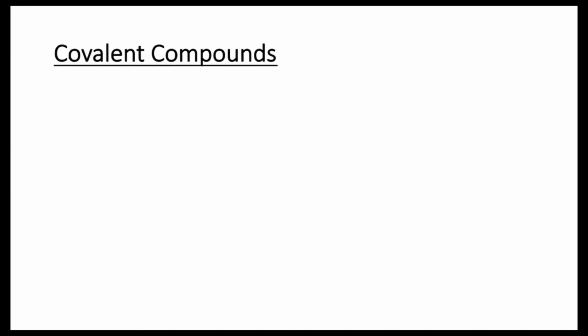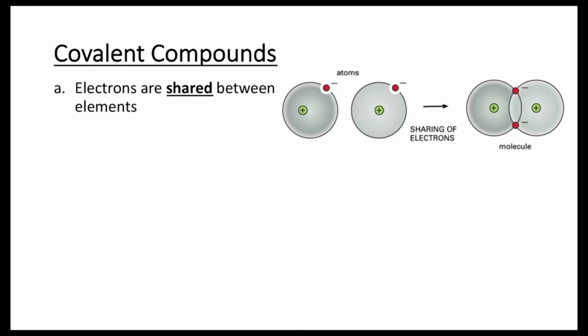Covalent compounds: electrons are shared between the elements, as we can see in the diagram to the right. There are 2 separate atoms, each with a negative electron on the outer shell. When they come together, you can see the circles are overlapping, which shows that they're sharing those 2 electrons, and that's what forms the bond between them. So it's formed between 2 non-metals. This is important for you to know. Ionic compounds form between a metal and a non-metal. Covalent compounds are between 2 non-metals.